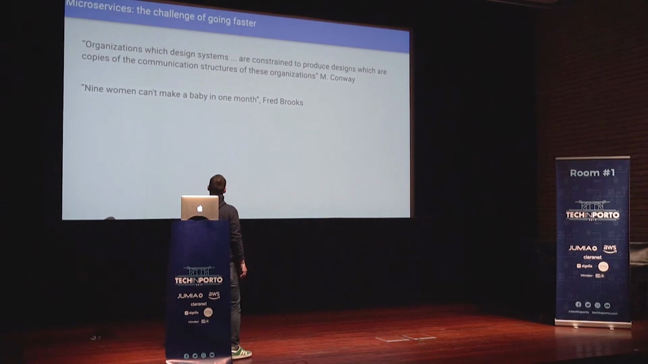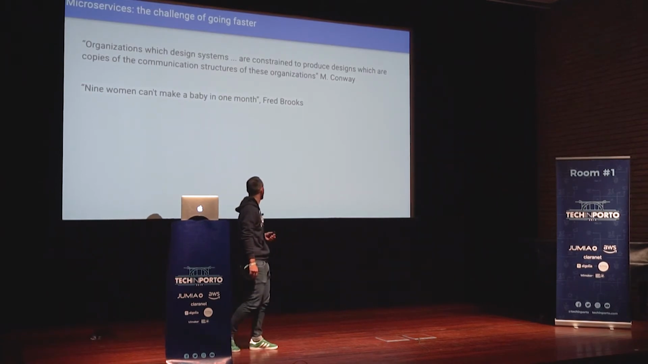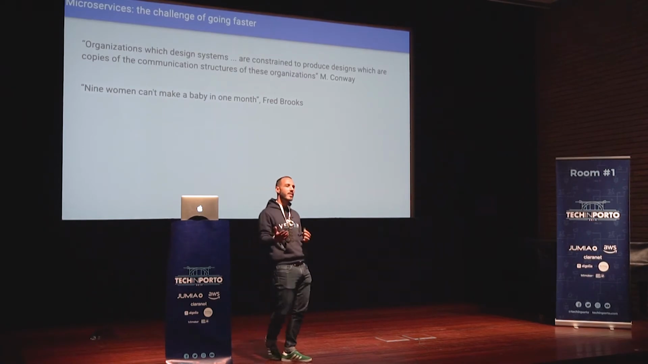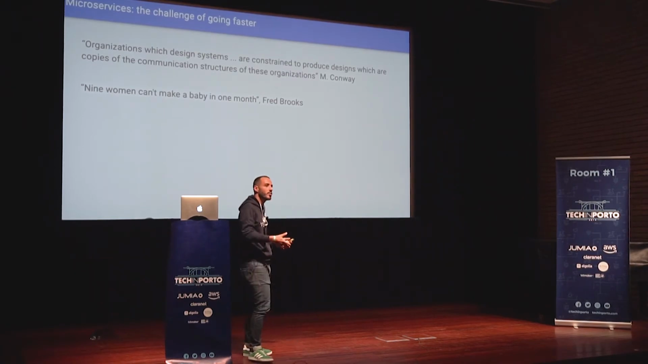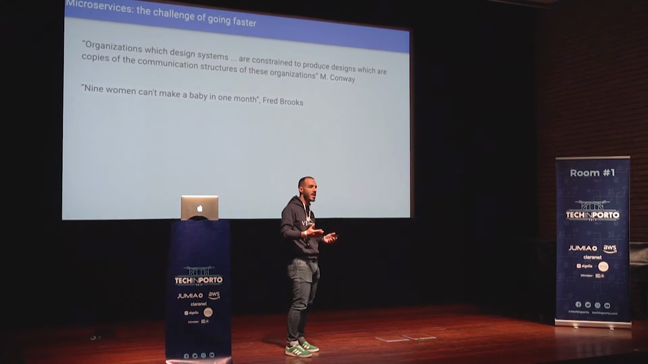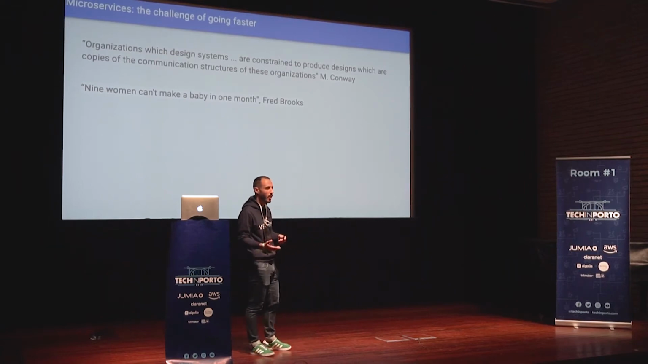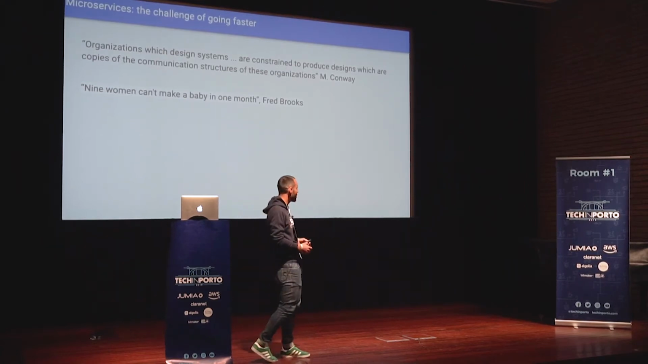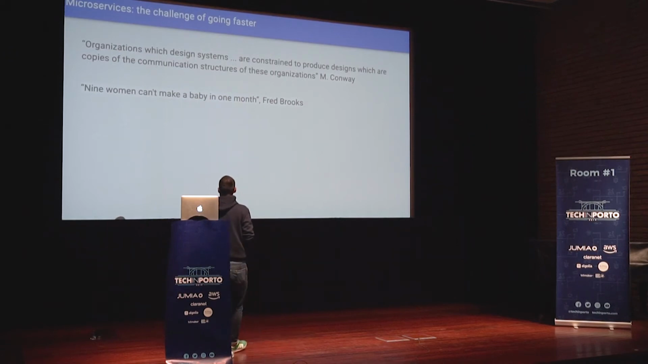And Fred Brooks has an interesting observation, which says that nine women can't make a baby in 1 month. So the analogy here is basically, if you put more people into a project, it doesn't necessarily mean that the project will go faster. It probably won't because of communication. So this is just a little bit of introduction. So why microservices came to be.